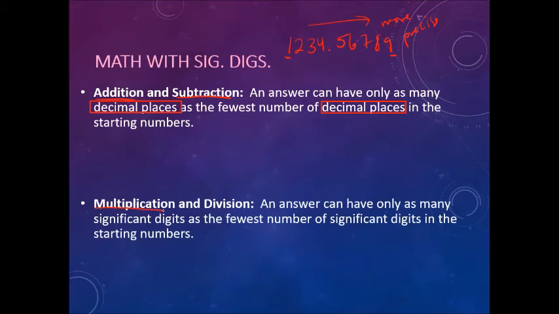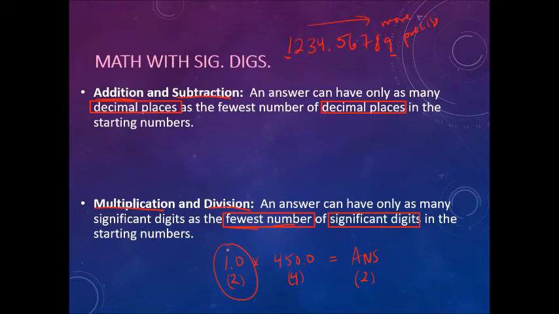Multiplication and division, different rule though. You're looking for the fewest number of significant digits in the original measurements. Your answer is only as good as the amount of digits in your original measurement, basically. So if you have a number that's, say you're multiplying 1.0 times 450.0. Well, this one has 2 significant figures. This one has 4. So guess what? My answer is only allowed to have 2 significant figures because this measurement over here is limiting the amount that I can have in my final answer.